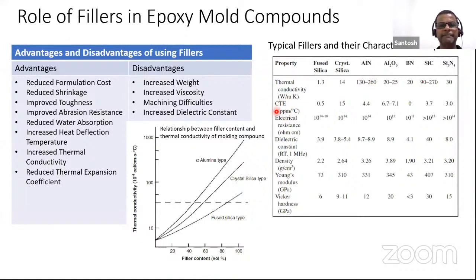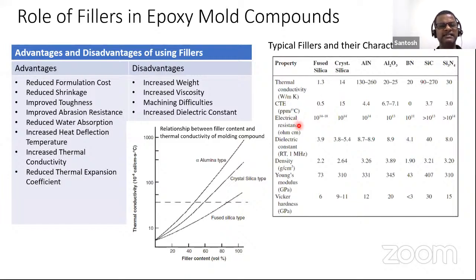Then in terms of CTE, in terms of expansion coefficient, the fused silica is very good. It has around 0.5. Other fillers have very good conductivity, but the CTE compared to silicon is quite high. This is 0.5 versus 4.4. Ideally, you want a material that is very low in CTE, not very high. I think these are the two important properties to take into account.